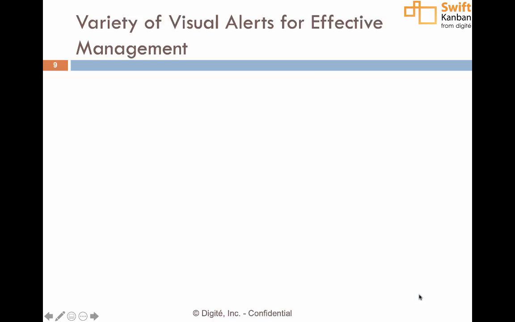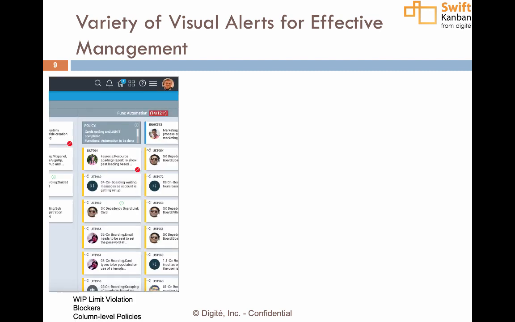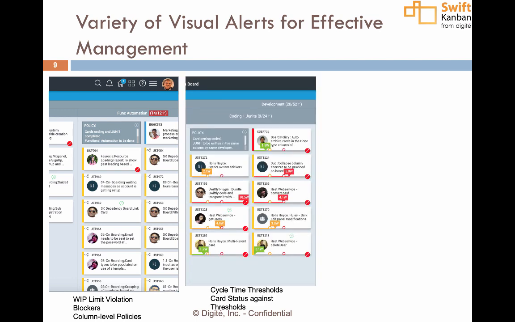We provide a variety of visual alerts for effective management of your work. Firstly, as you'd expect, we provide WIP limit violation alerts. We highlight blockers when cards get blocked. We provide for column level policies at each column, and you can define your own policy that can be displayed on the Kanban board.